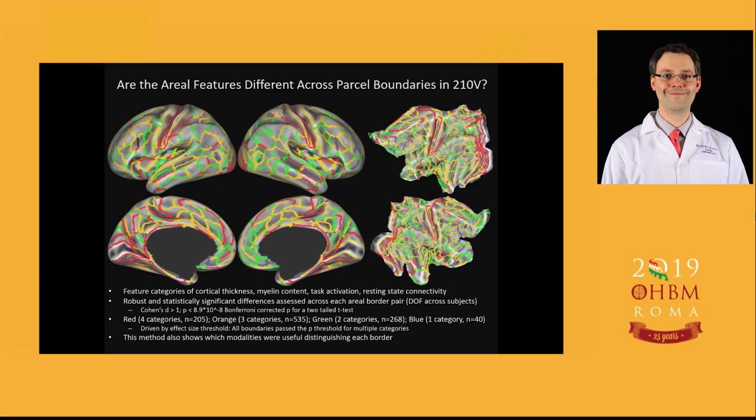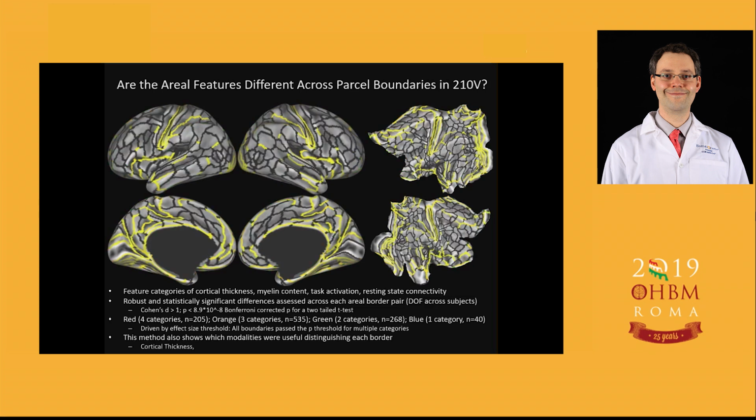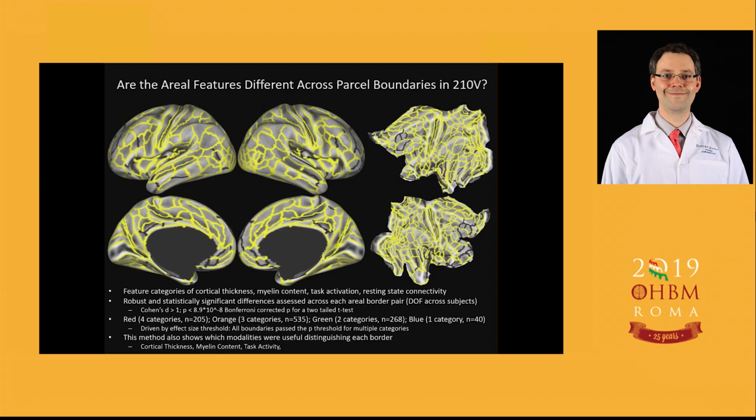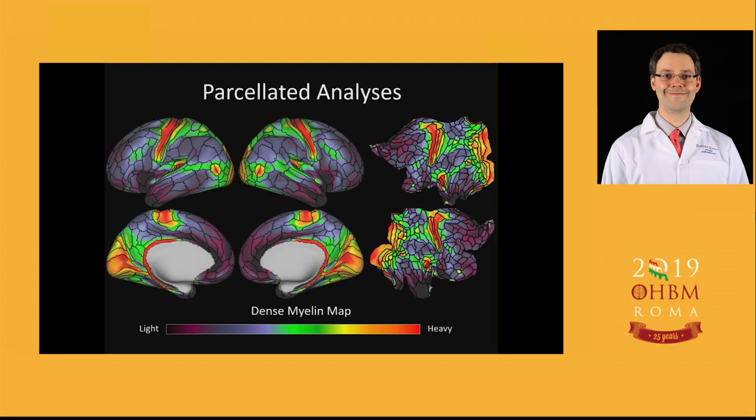So you can use this way of visualizing the information to see which modalities were useful for distinguishing each border. Cortical thickness was the least useful, but still useful. Myelin was next most. Task was next. And resting state was the most useful. So you can do parcellated analyses with these data. So we've got about 60,000 data points here on this map, myelin map, with the boundaries overlaid.